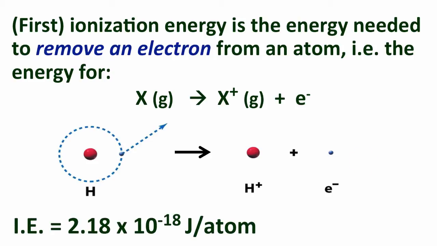And as has been seen before with analysis of hydrogen, the ionization energy, so IE here is going to stand for ionization energy, is 2.18 times 10 to the minus 18th joules to ionize 1 atom of hydrogen, and that works out to be about 1,316 kilojoules to ionize a mole of hydrogen.